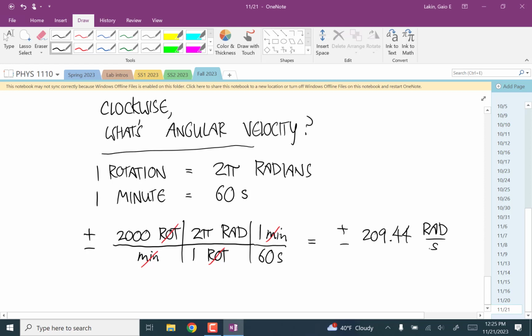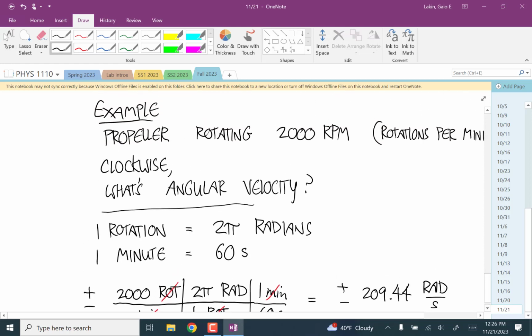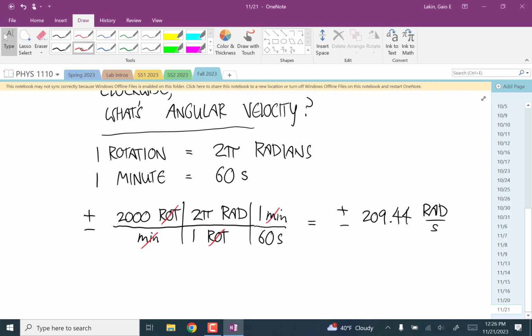Now we have to think about the sign of it. It said that this propeller is rotating clockwise. Clockwise is negative, so the angular velocity is negative 209.44.